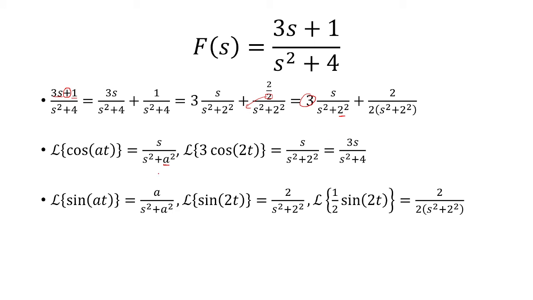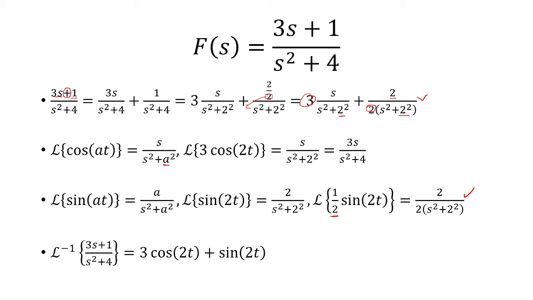The second one, I'm going to look at the Laplace transform of sine at, which is a over s squared plus a squared. And that's going to be the second one here. Clearly, a has to be 2, but then I have a 1/2 over here. So I can factor out this 1/2 and bring it in front. Because if I just look at the Laplace transform of sine 2t, I get 2 over s squared plus 2 squared, but I need the 1/2, so that's why I multiplied it over here. And so that's just 2 over 2 times s squared plus 2 squared. So these match exactly.